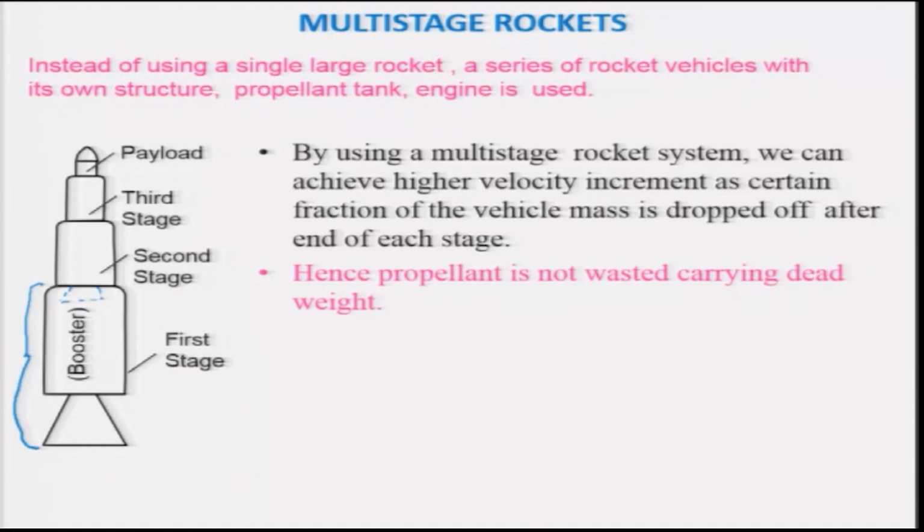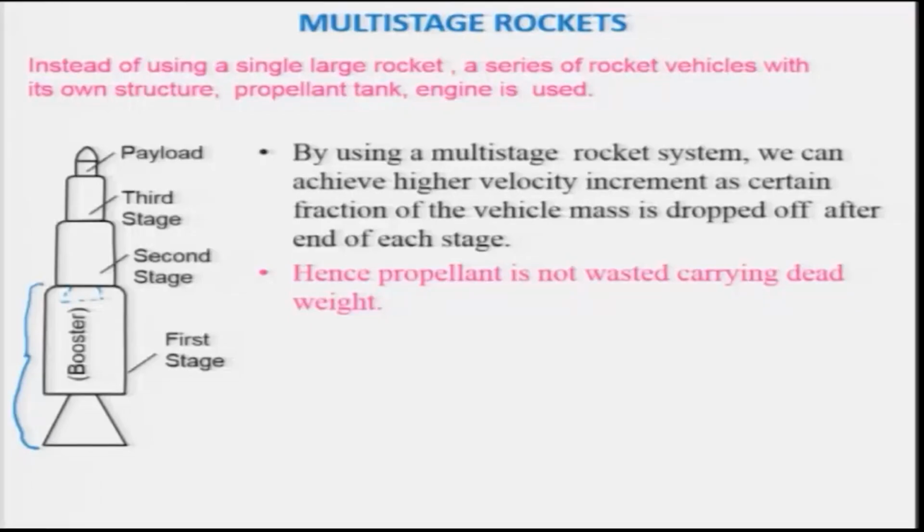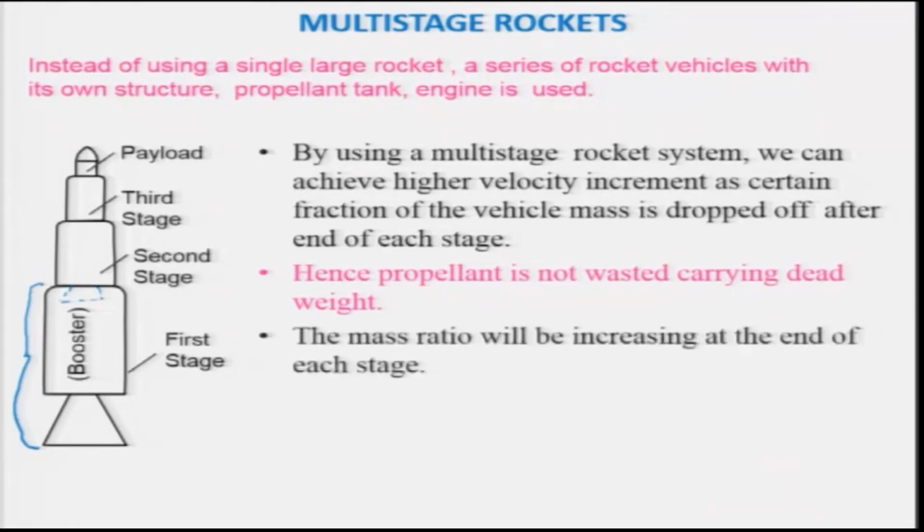That is why in the Indian system, life is divided into 4 parts. First is childhood, then next is grahastha, or family life, then you will have vanaprastha, and then you will have sannyas. In each stage you will be dropping your dead weights, so that you will take a better flight of life. That is an important lesson one can learn from these multi-stage rockets. In each subsequent stage the mass ratio will be increasing at the end of each stage.